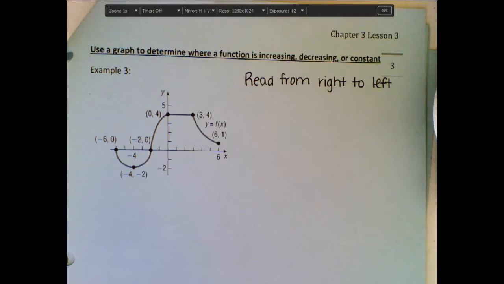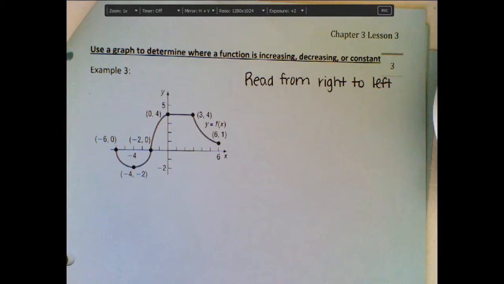Continuing on with functions, where are they increasing, decreasing, or constant? So when we do this, typically we use inequalities because when we're determining where something is increasing, decreasing, or constant, it's going to be over a larger span of numbers, not just at one place. So we usually use inequalities to say where x is greater than 5 and where x is less than 2.